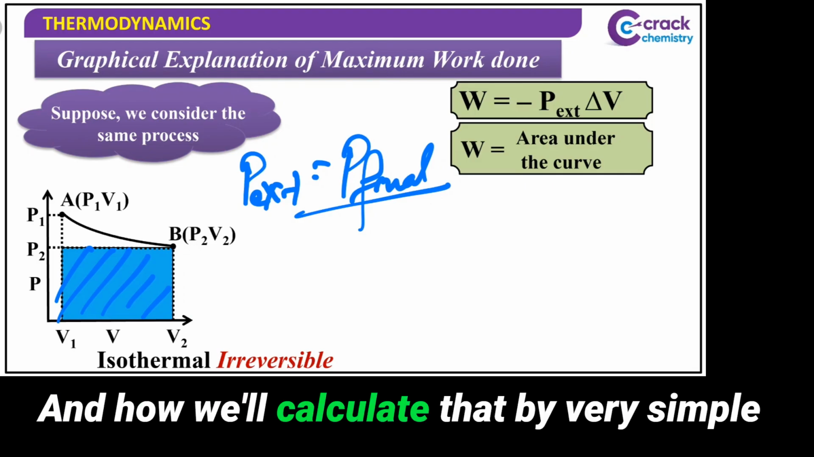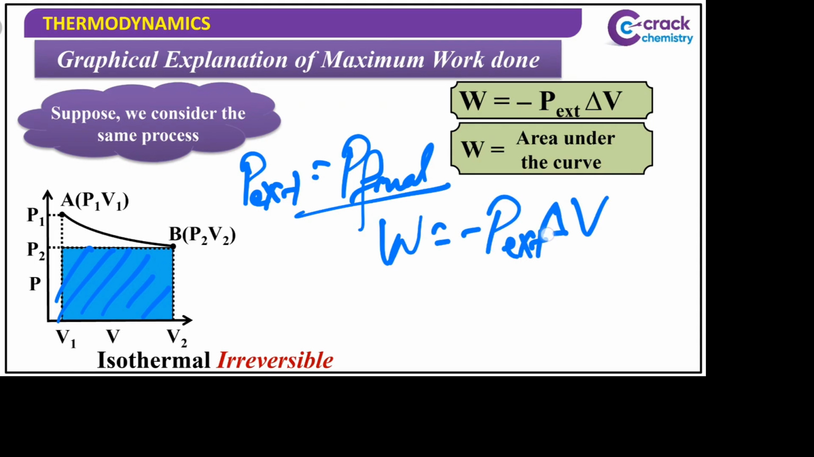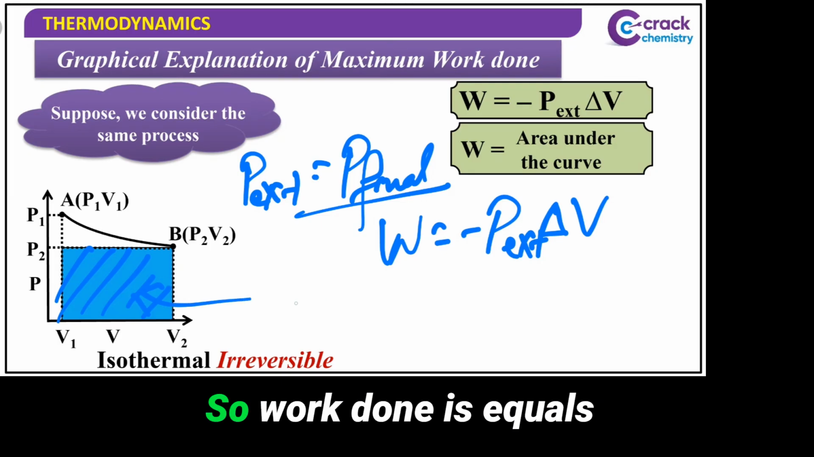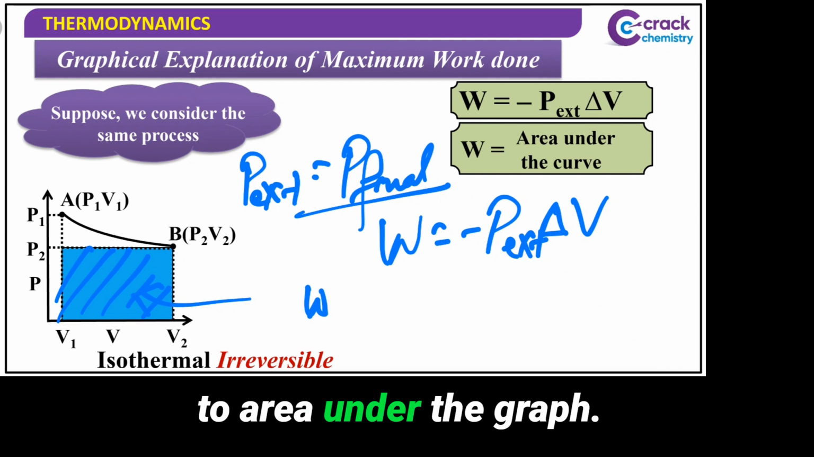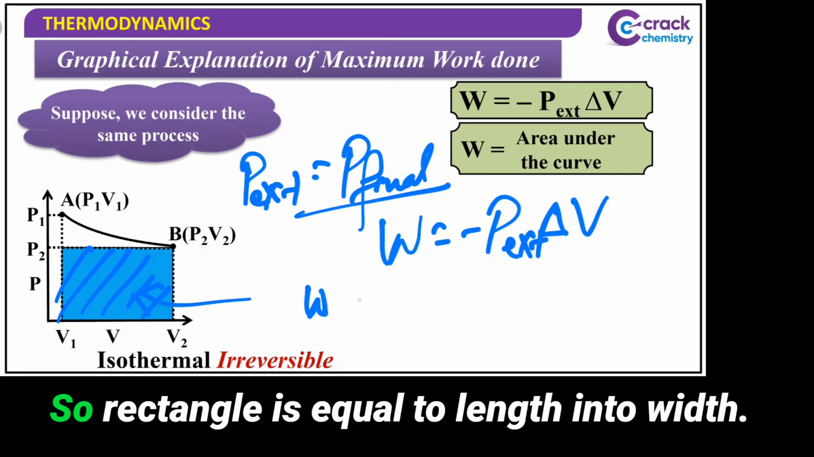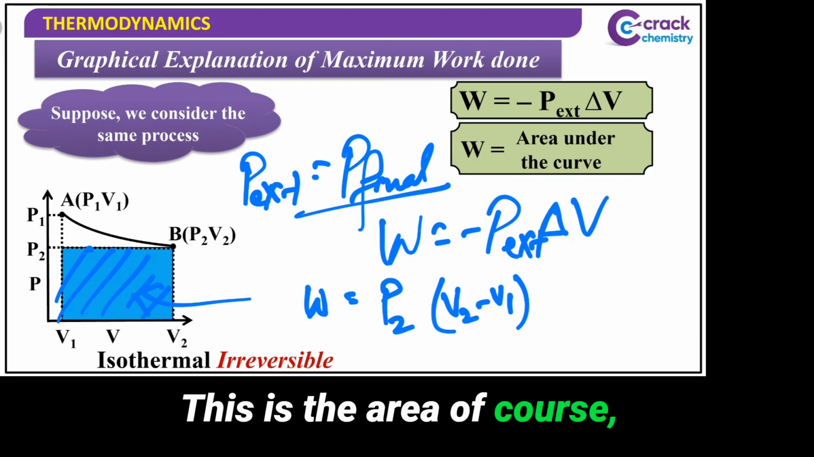And how do we calculate that? By a very simple method, minus P external into delta V. So first of all we are finding the area under the graph. Work done is equal to the area under the graph. This is a rectangle, and a rectangle is length into width. So P2 into V2 minus V1. This is the area, of course.